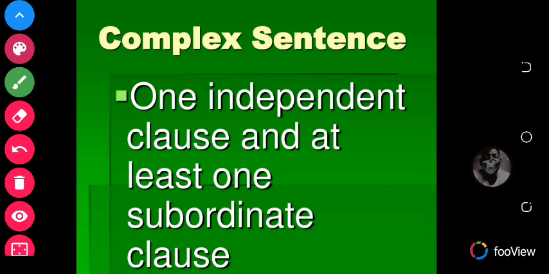A complex sentence has one independent clause and at least one subordinate clause. That's the simplest form of a complex sentence, having one independent clause and one subordinate clause, just like the examples or the questions I gave last week. Those were complex sentences having one independent clause and one subordinate clause, and that was why I asked you to underline the main or the independent clause.